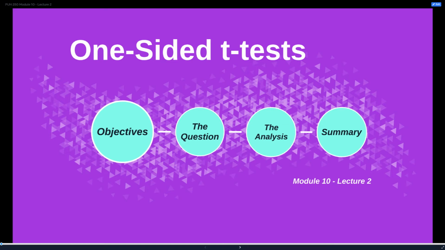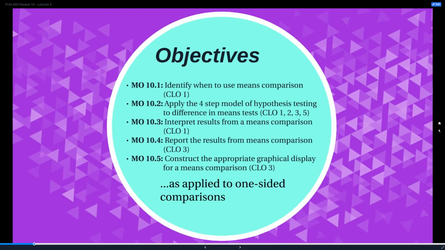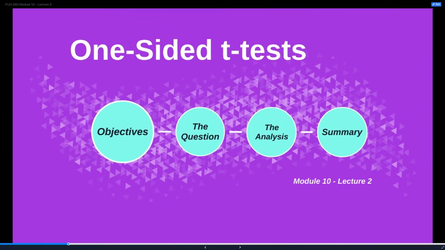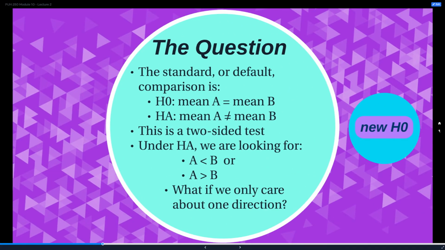Looking now at the difference between two-sided tests and one-sided tests, specific to the t-test or group means comparisons. These are the objectives for Module 10, and we can now just simply look at them and say apply them to a one-sided comparison. So what do we mean when we say one-sided comparison?